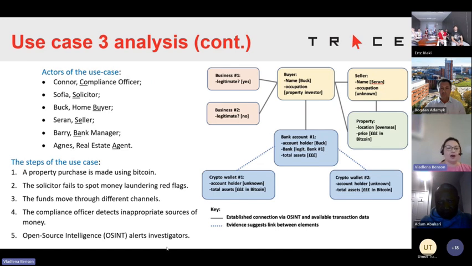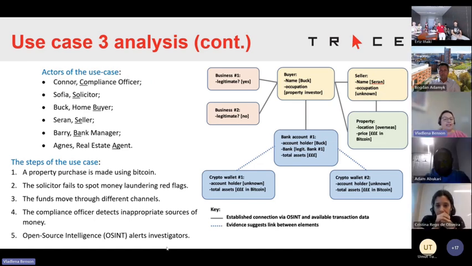So again, we have actors: compliance officer, solicitor, perhaps home buyer, seller, bank manager, real estate agents, all of those, both the people who report and who can look into the legitimacy of the transactions, are all linked together by the knowledge graph. Steps in the use case are: property purchase is made using Bitcoins or other cryptocurrencies. The solicitor fails to spot the money laundering red flags, and the funds move through different channels. The compliance officer detects inappropriate sources of funds, and open source intelligence alerts investigators, where then businesses, buyers, sellers, property, bank accounts and crypto wallets are linked together to provide solid evidence for investigators.